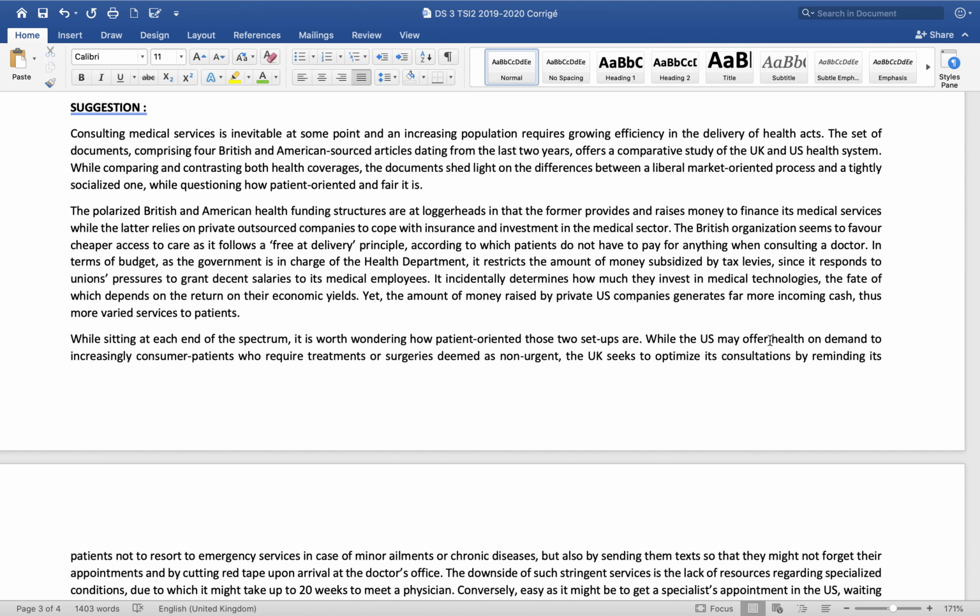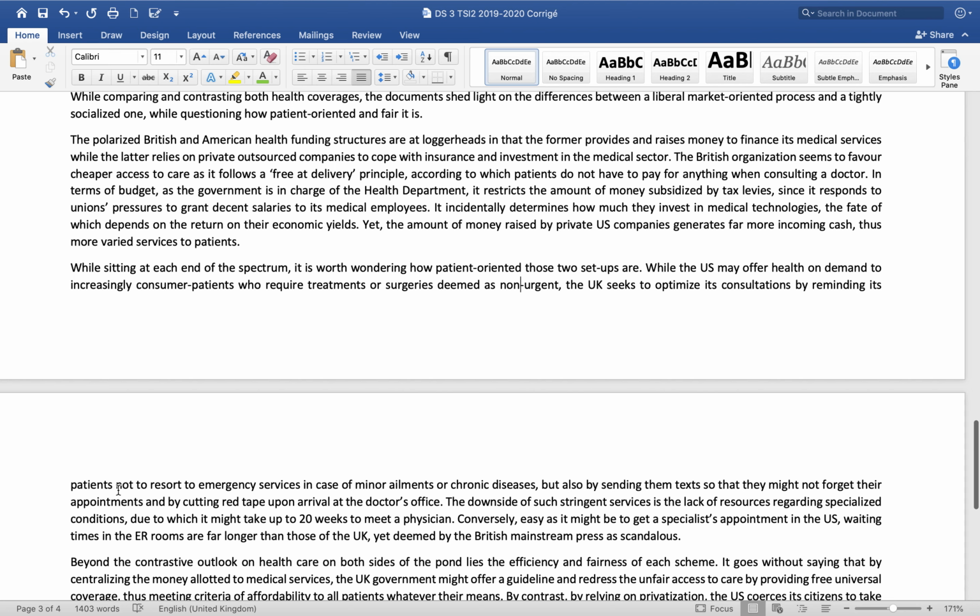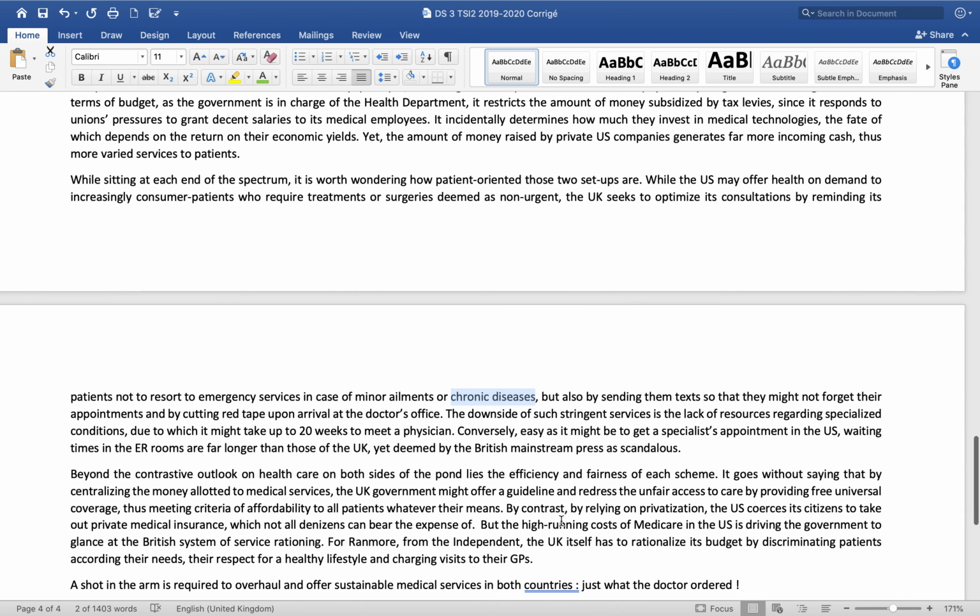While the US may offer health on demand, means you demand something, you get it. Yeah? To increasingly consumer patients who require treatments or surgery deemed as non-urgent, the UK seeks to optimize its consultations by reminding its patients not to resort to emergency services in case of minor ailments or chronic diseases, but also by sending them texts so that they might not forget their appointment, and by cutting red tape upon arrival at the doctor's office.